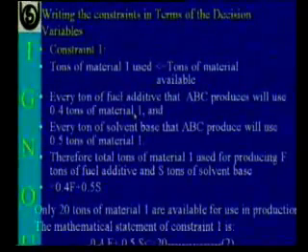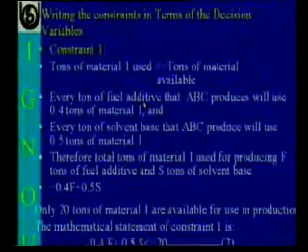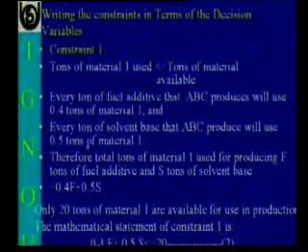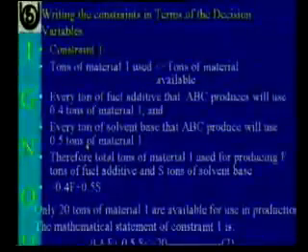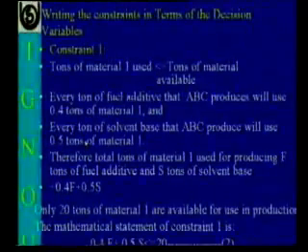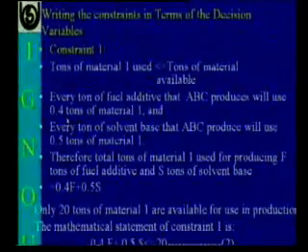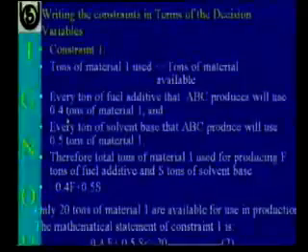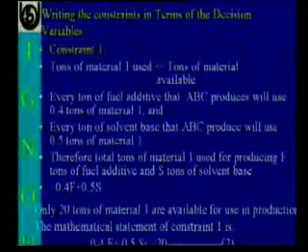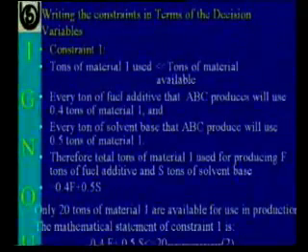Now remember that every ton of fuel additive needs 0.4 tons of material 1, while every ton of solvent base needs 0.5 ton of material 1. So for producing F tons of fuel additive and S tons of solvent base, we need 0.4F plus 0.5S. So this will be our constraint 1, that 0.4F plus 0.5S should be less than or equal to 20.